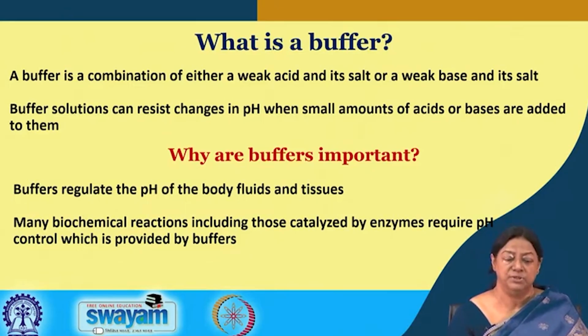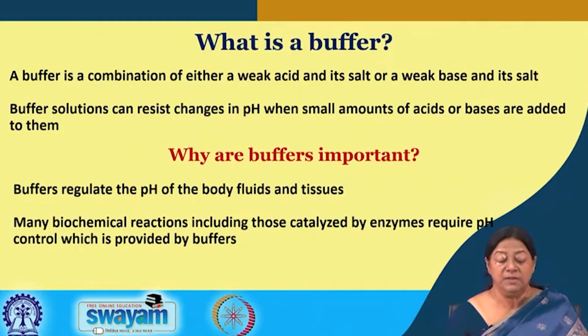Now, why are buffers important? Buffers actually regulate the pH of body fluids and tissues. The physiological pH, or our blood pH, is 7.4. Now, addition of a small amount of acid, addition of a small amount of alkali does not change the pH to a very drastic or very large amount, but it has what is called a buffering capacity that maintains the pH around 7.4.